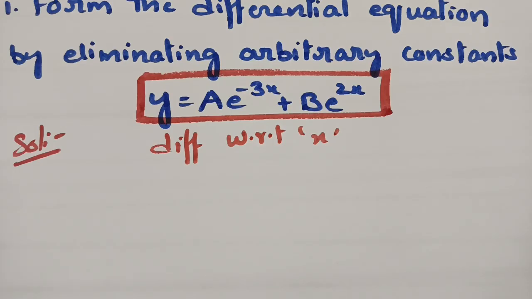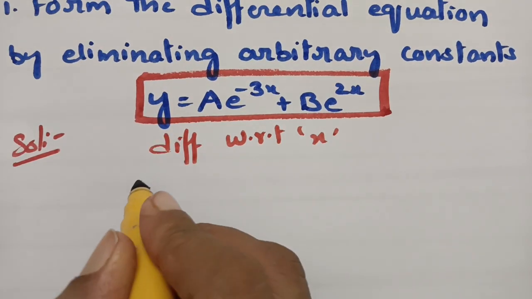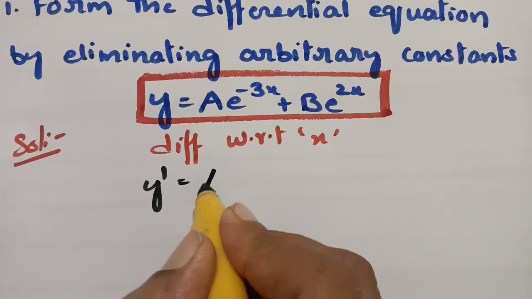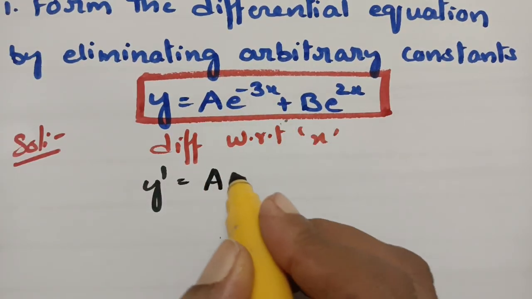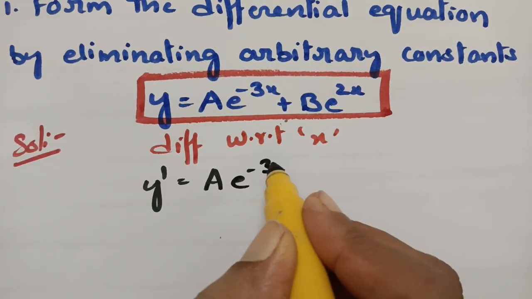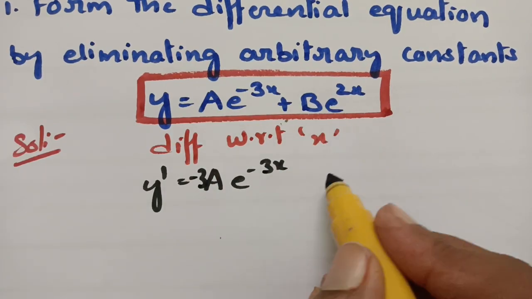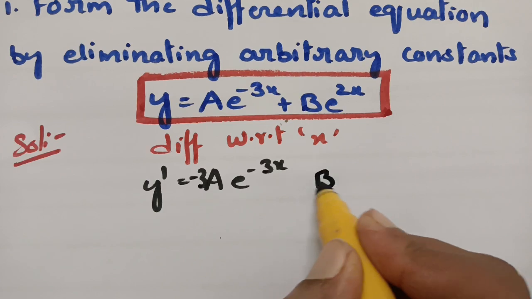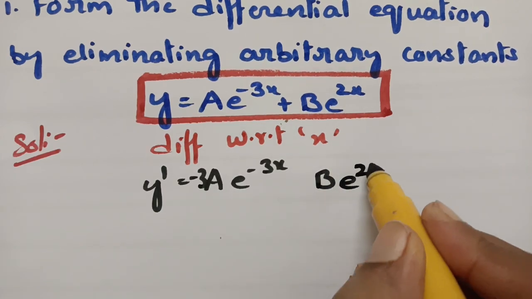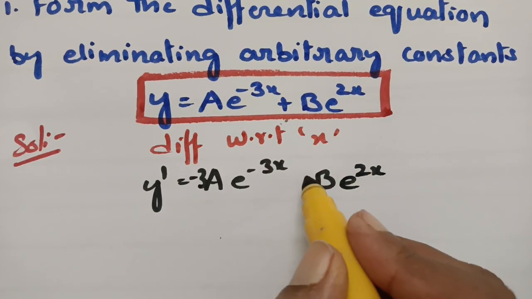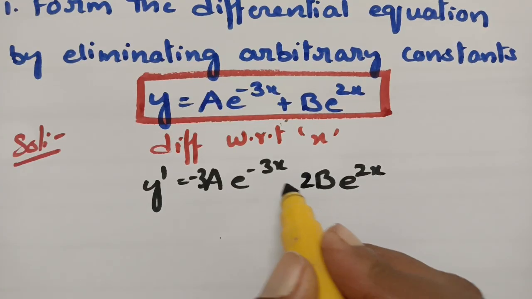For y, the derivative is y dash. For a, it is a. For e power minus 3x, it is again e power minus 3x, and for x it is 1, so minus 3 will remain here. The next one, b is a constant and e power 2x is again e power 2x. For x it is 1, so I am using plus 2 here.